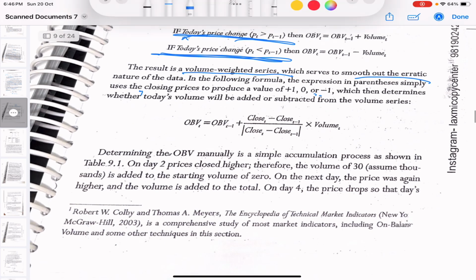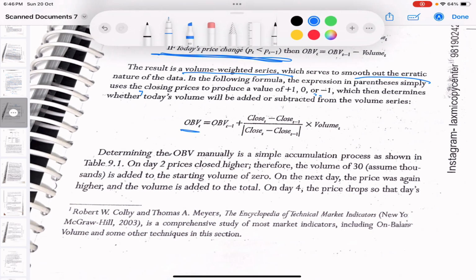Let's look at the formula. This is the weighted volume series. OBV is going to be yesterday's OBV plus today's close minus yesterday's close divided by the modulus of today's close minus yesterday's close, multiplied by volume. Now you will assume that this is just a division between the two and it's going to become 1. But that's not the case because here you are taking a modulus. This is a modulus and this is not a bracket where you can just cut. So if the value is negative, then you need to see, right? So that's how it is being used.